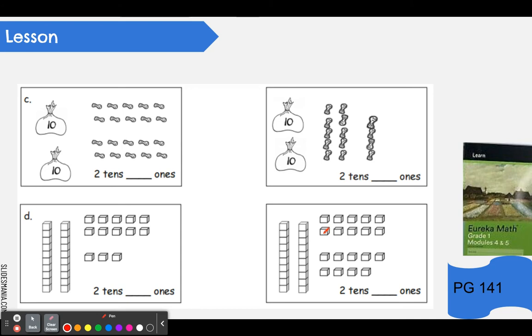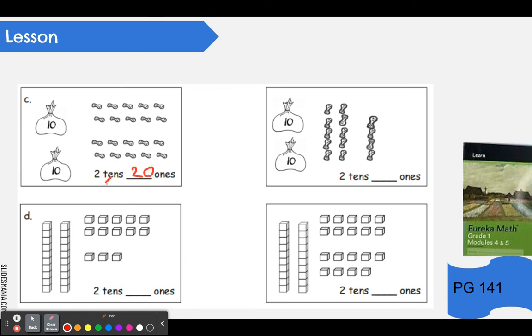Okay, once you have that information, you're going to match the correct number to the correct box. So remember, I'm going to help you out with C so you guys can see what I mean. This is 2 tens. It tells me 2 tens, and then it tells me how many ones. So I'm going to count my ones. 1, 2, 3, 4, 5, 6, 7, 8, 9, 10, 11, 12, 13, 14, 15, 16, 17, 18, 19, 20 ones.